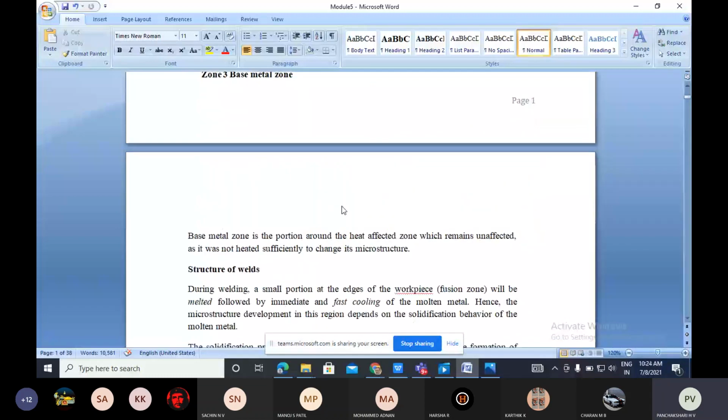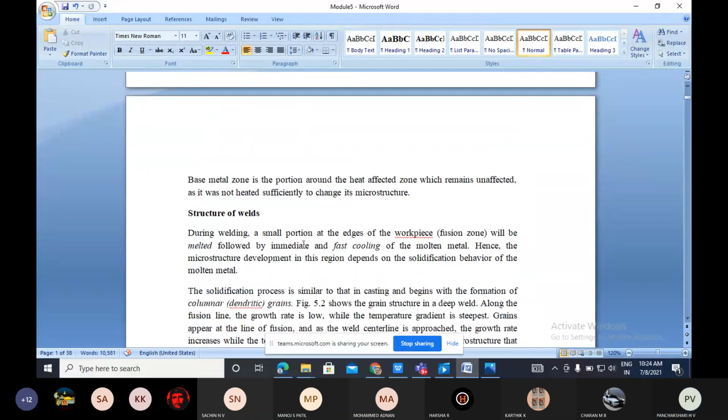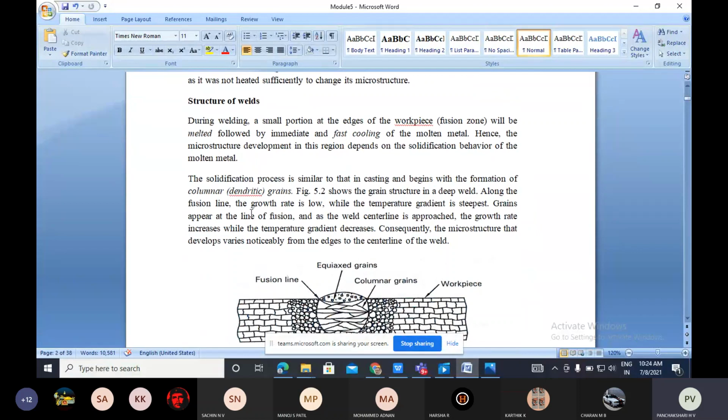It is the portion around the heat affected zone which remains unaffected as it was not heated sufficiently to change the microstructure. So all the metallurgical properties change, the microstructural change, is what happens with the material during welding. Now you can see the structure of welds. This is about the HAZ.